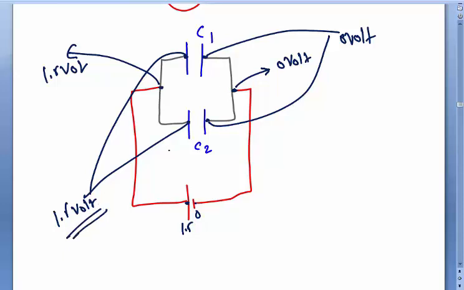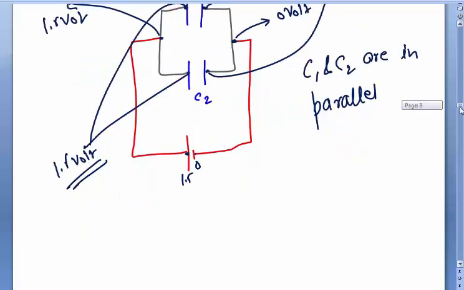Now after understanding the potential distribution, what we observe is that the potential difference across the plates of the two capacitors C1 and C2 is the same. Okay, so now we can say that C1 and C2 are in parallel. The potential difference across the two capacitors must be the same.